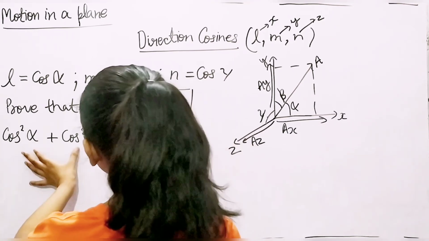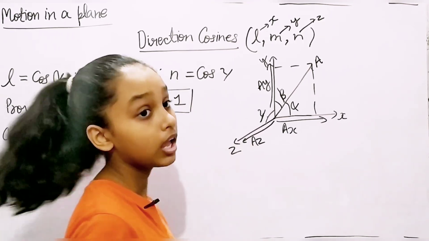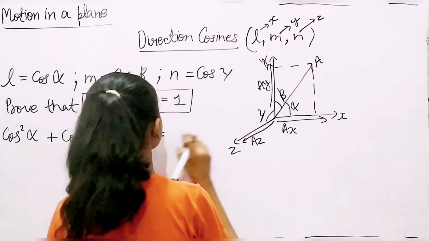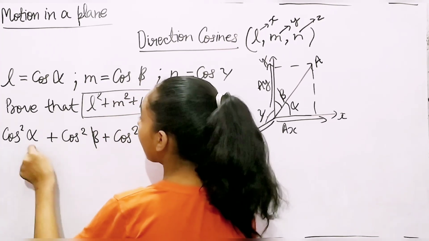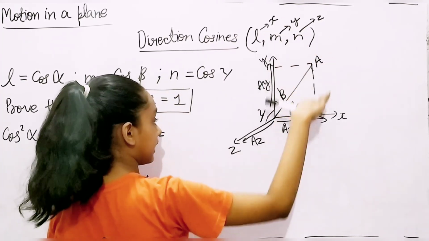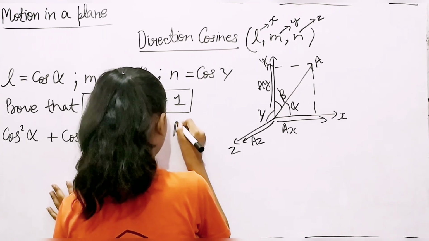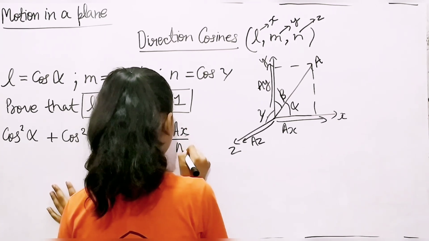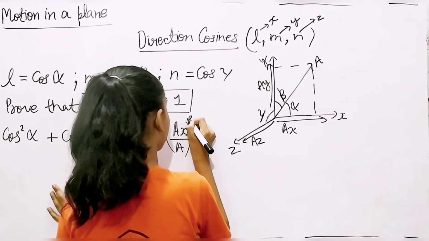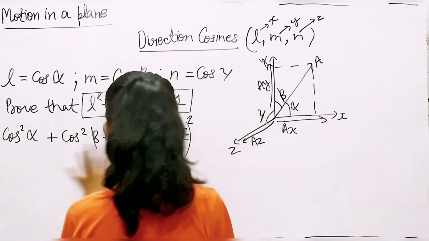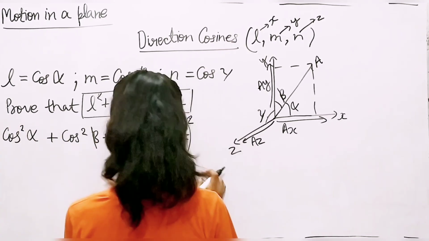So, cos square alpha plus cos square beta plus cos square gamma. It equals what? Cos square alpha will be AX by A, so I'm going to write AX by A square, because there are squares given to us already. We are just going to use square in all of these.